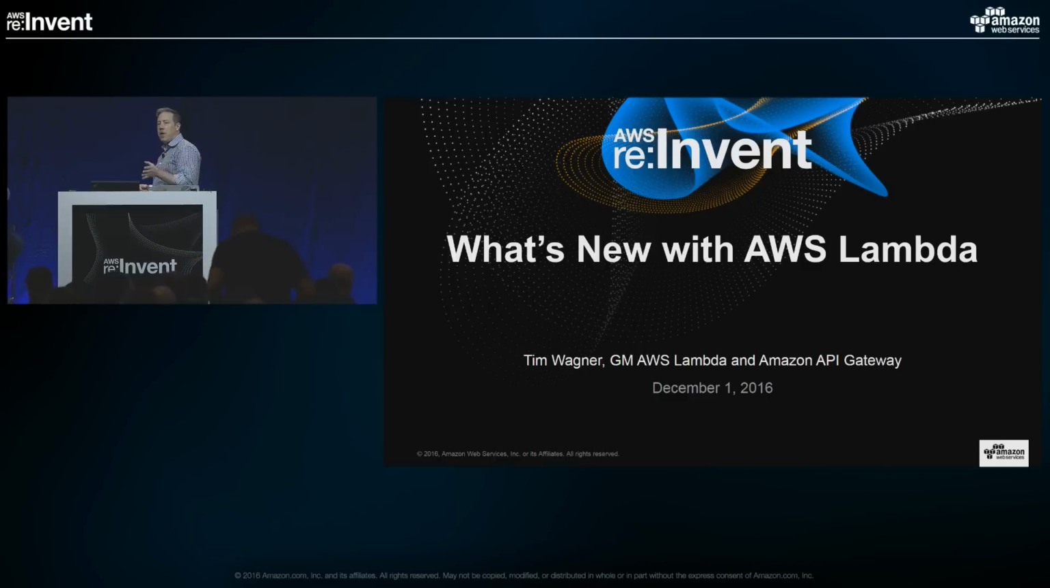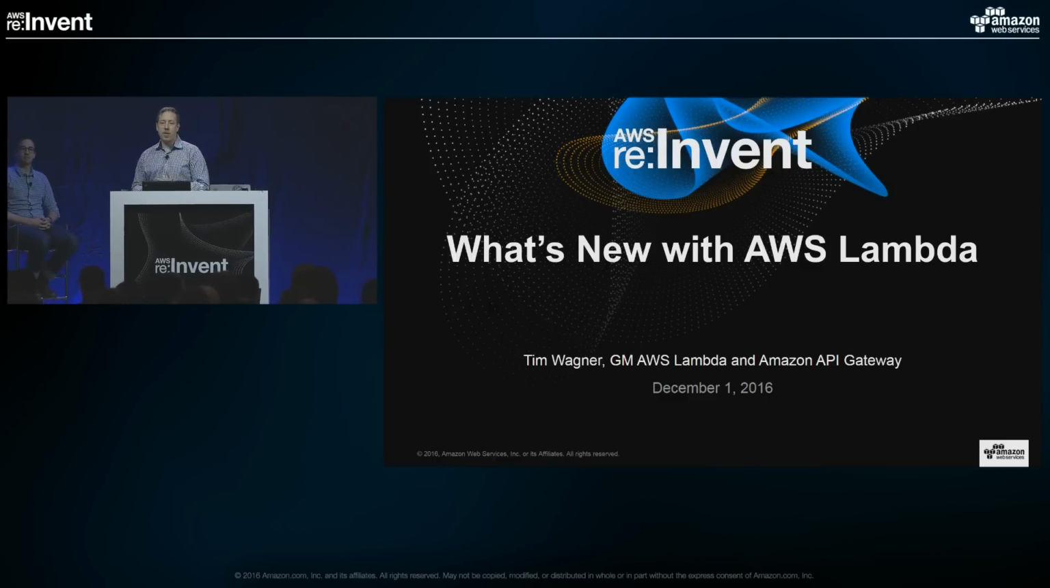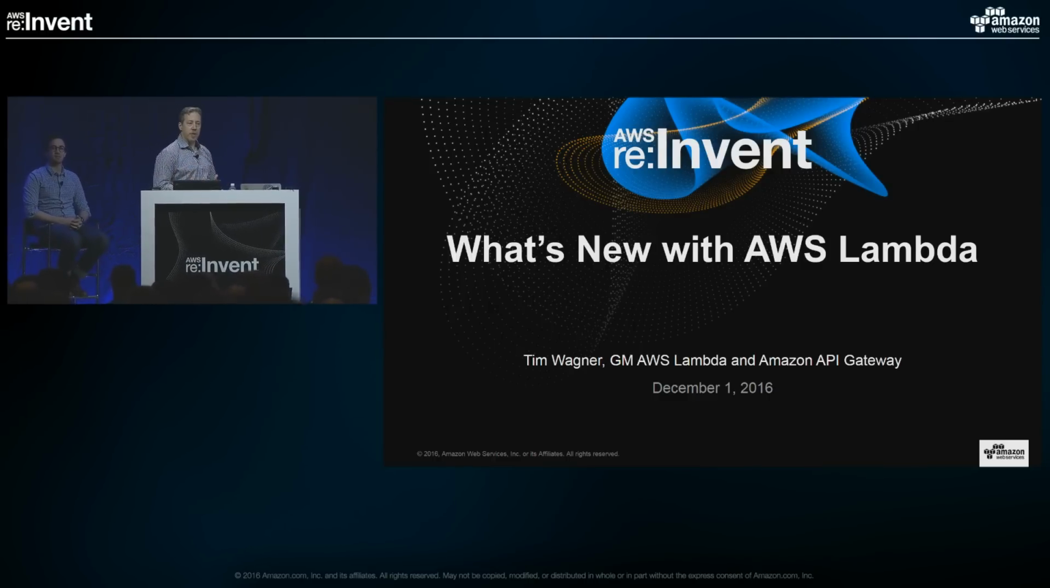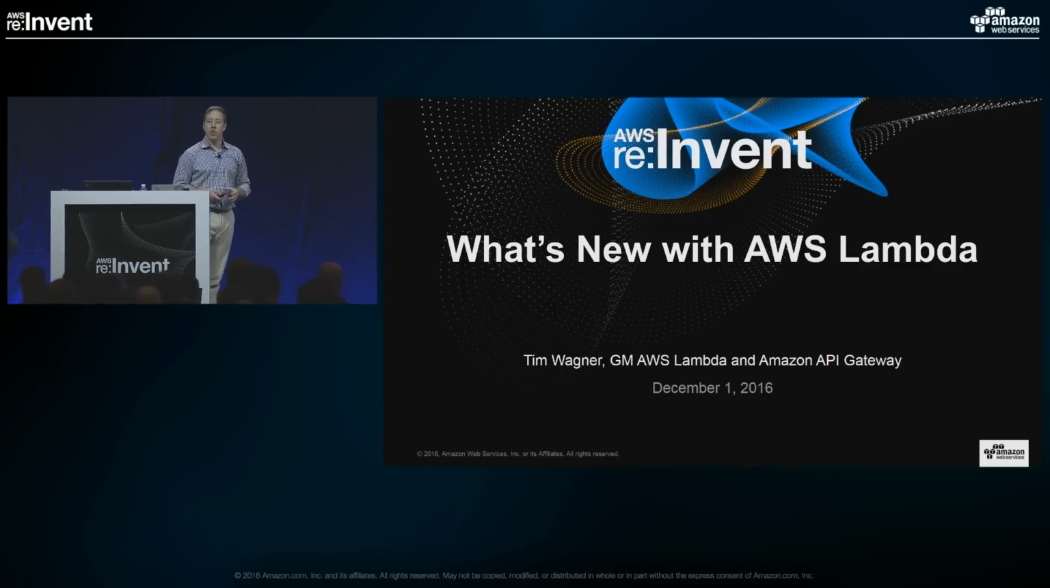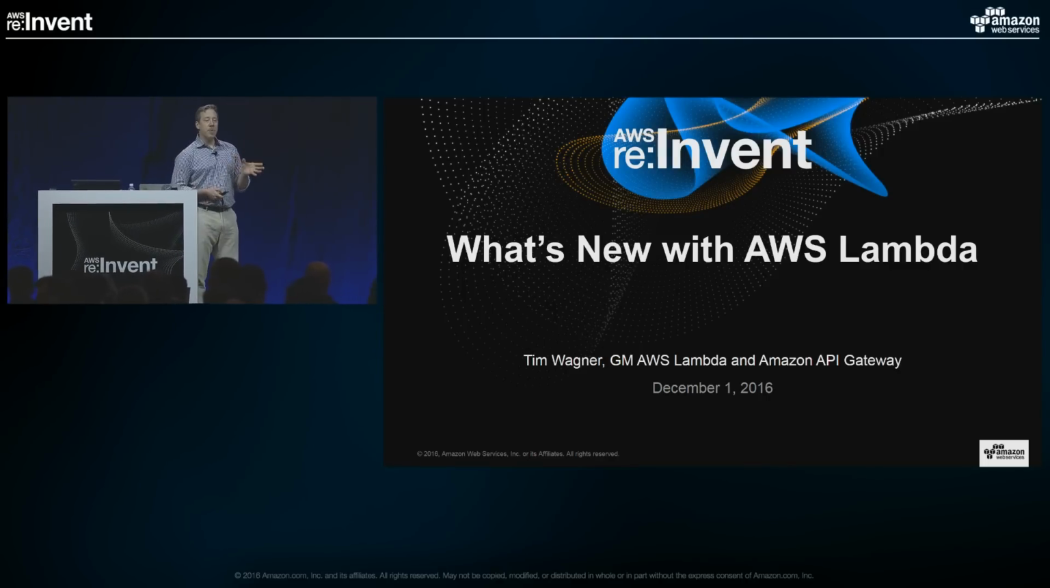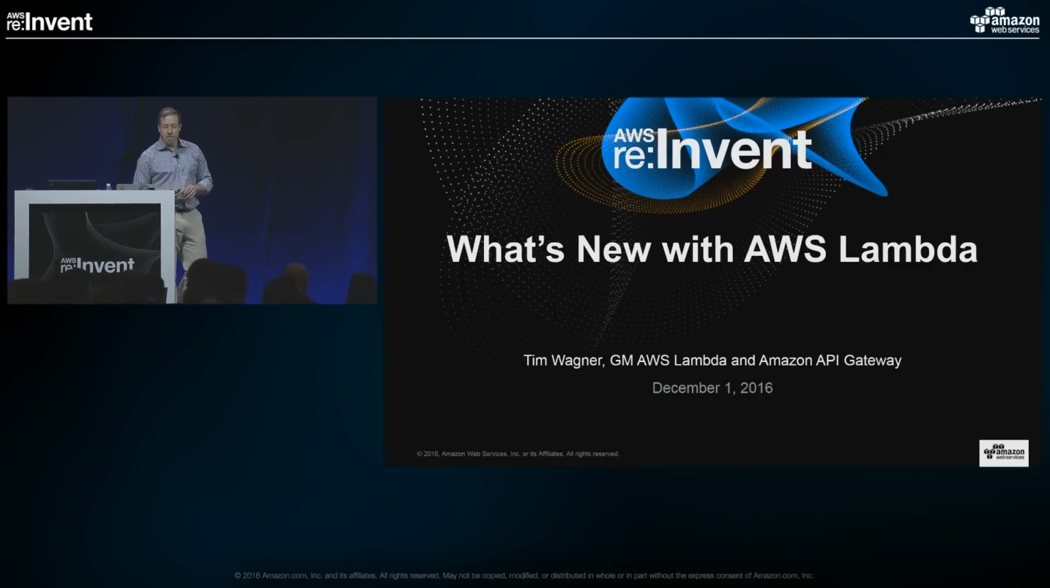Now, if you heard Werner's keynote or my State of the Union address, you already know about some of the new things that we're doing with Lambda and with API Gateway. In this session, we're going to go into a little more detail and show you some of the demos of things like SAM and DLQ to give you better insight and deeper insight into how they work.